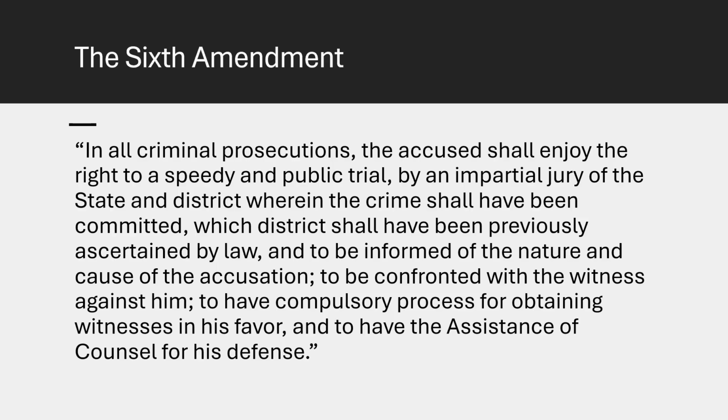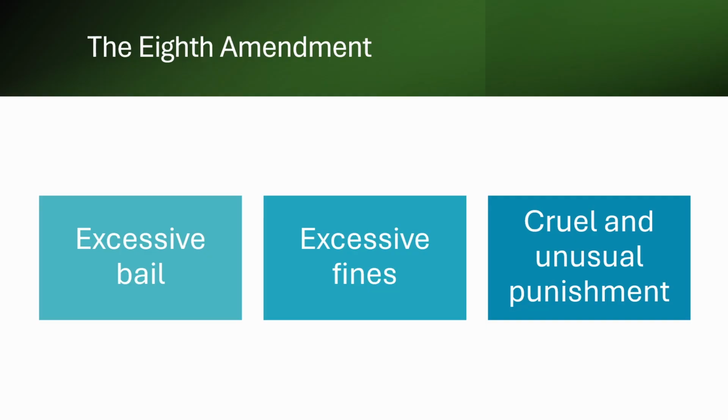The Sixth Amendment reads, "In all criminal prosecutions, the accused shall enjoy the right to a speedy and public trial by an impartial jury of the state and district wherein the crime shall have been committed, which district shall have been previously ascertained by law, and to be informed of the nature and cause of the accusation, to be confronted with the witness against him, to have compulsory process for obtaining witnesses in his favor, and to have the assistance of counsel for his defense."